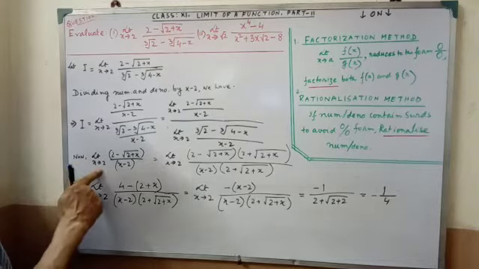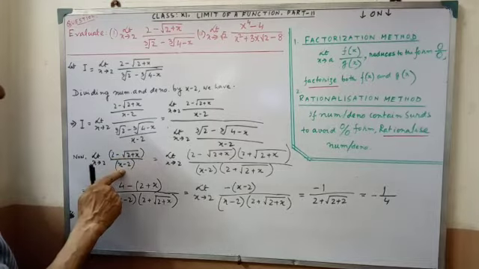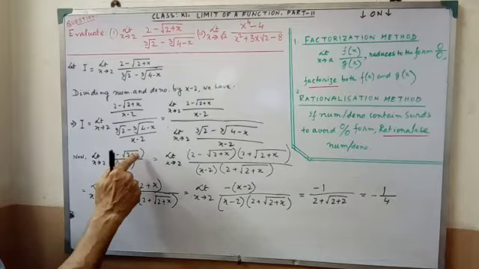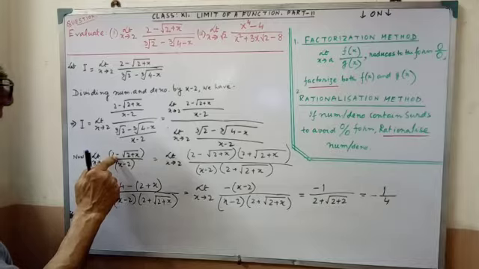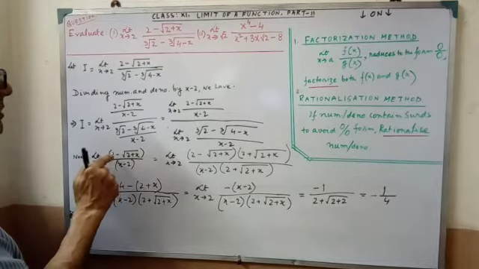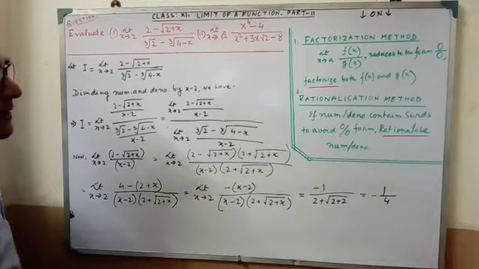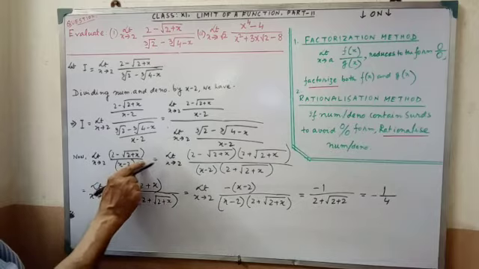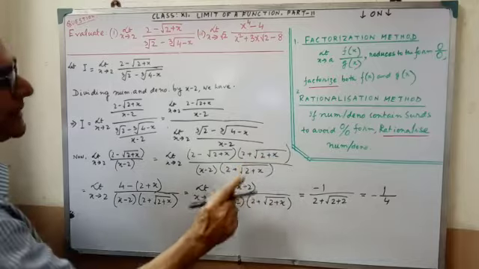Now, let x tends to 2 of (2 minus root over 2 plus x) by (x minus 2). Here root is given, for rationalization. Here minus sign is given, opposite of minus, that is plus. You have to multiply numerator and denominator, that you have learned also at class 9. That means we have to multiply numerator and denominator by 2 plus root over 2 plus x.